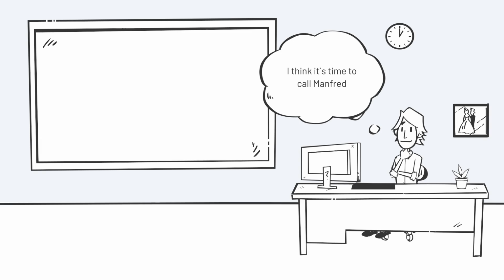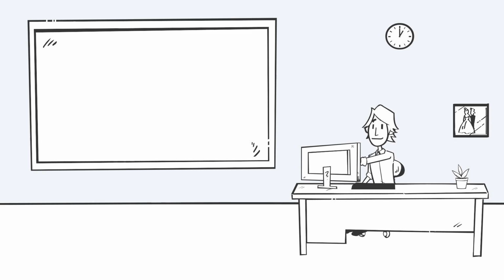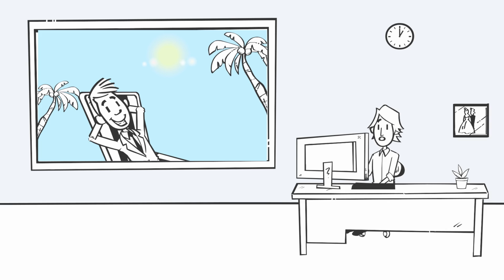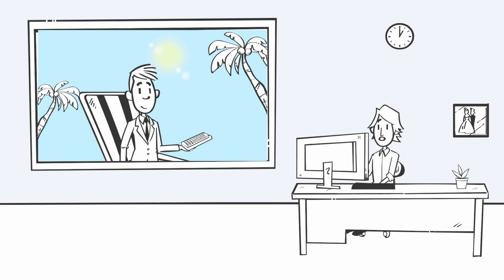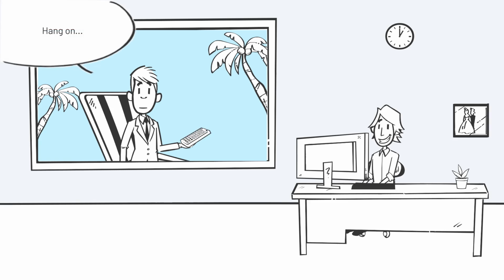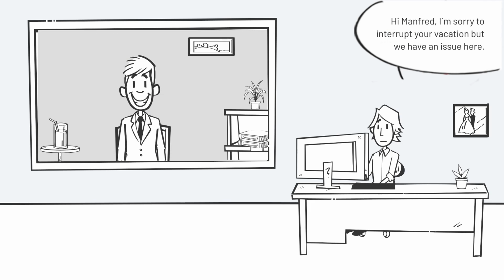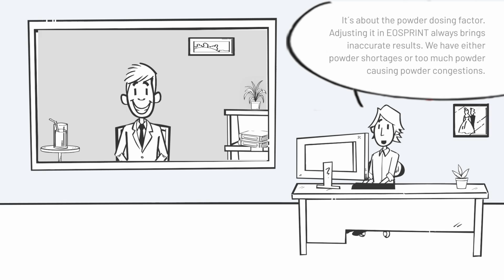I think it's time to call Manfred. Chong, hang on. Hi Manfred, I am sorry to interrupt your vacation, but we have an issue here. We are having problems with the dosing factor. Adjusting it in EOS Sprint always brings inaccurate results. We have either powder shortages or too much powder causing powder congestions.